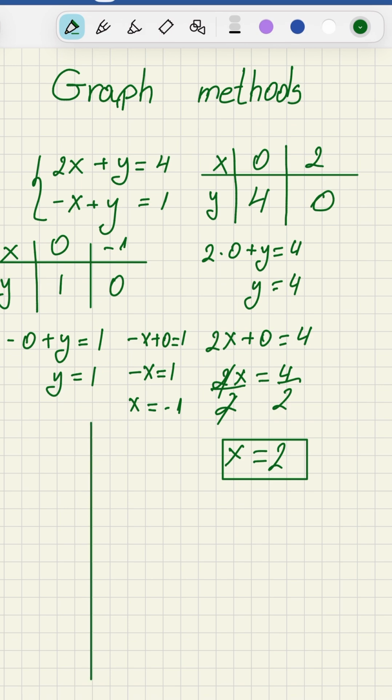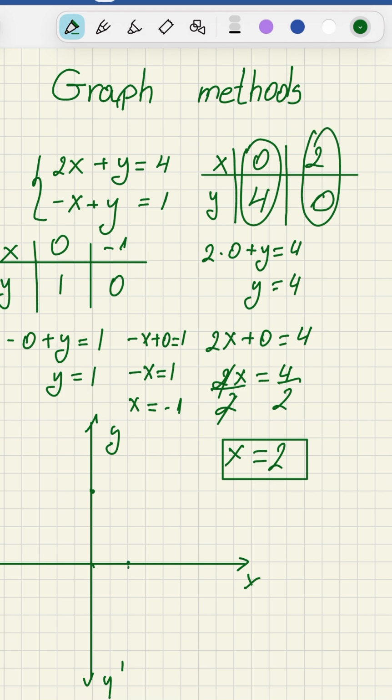Let's construct our graph. We have the OX axis and OY axis as in my picture. We have x and x prime, y and y prime. The first point is with the coordinates 0 and 4. The second point is with the coordinates 2 and 0. This is our line that goes through these two points with the coordinates respectively 0, 4 and 2, 0.